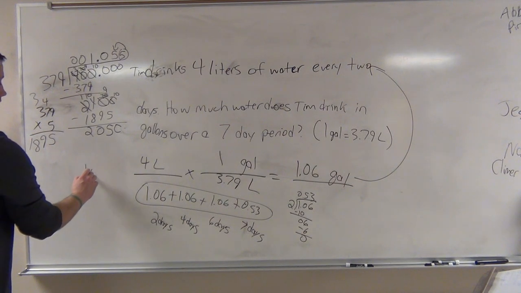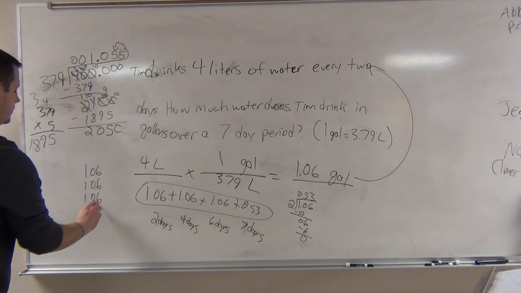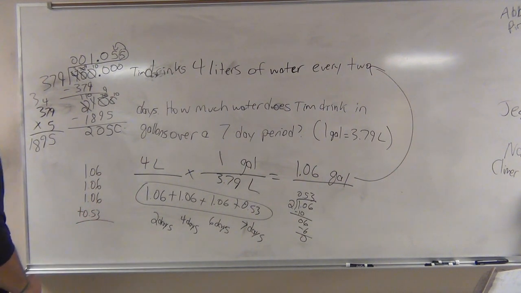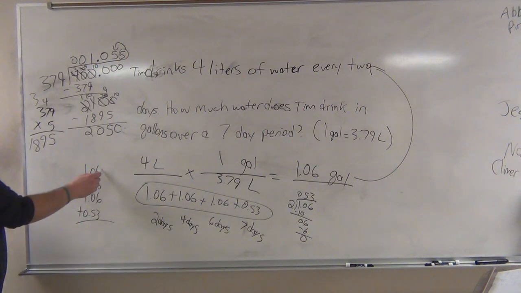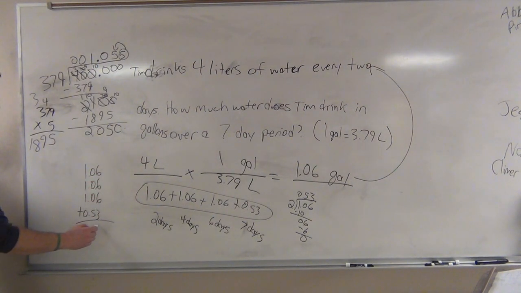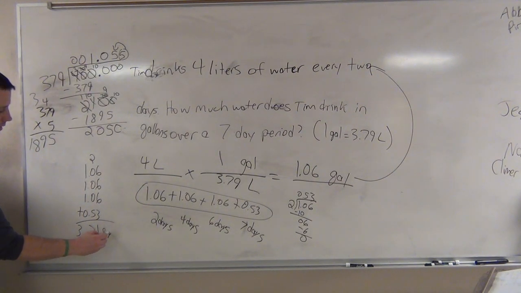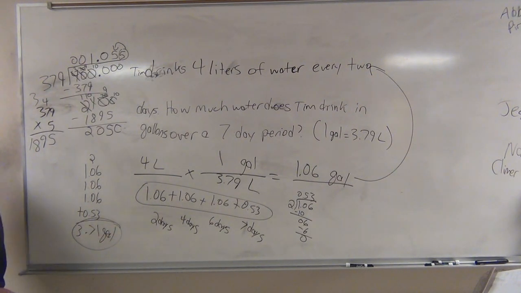So 1.06, 1.06, 1.06 plus 0.53. 6 and 6 is 18 plus 3 is 21. 5 and 2 is 7. Brought the decimal down, 3. So how many gallons does he drink in 7 days? He drinks 3.71.